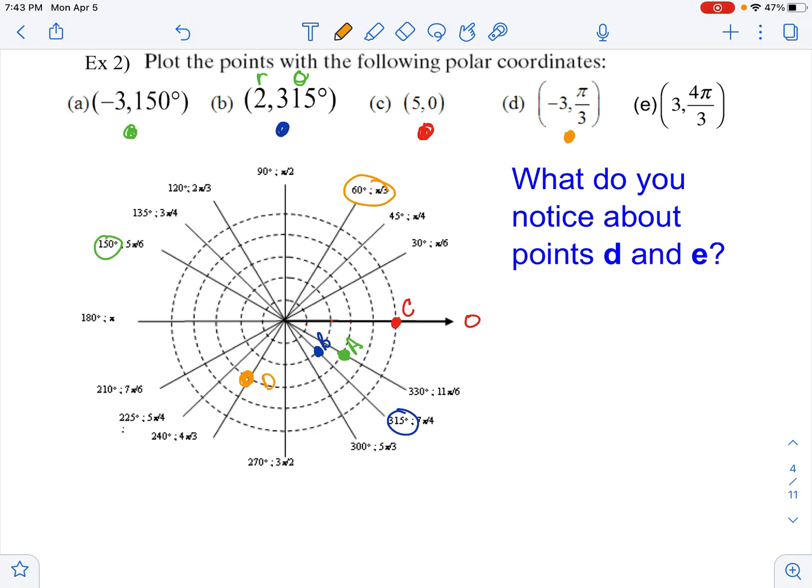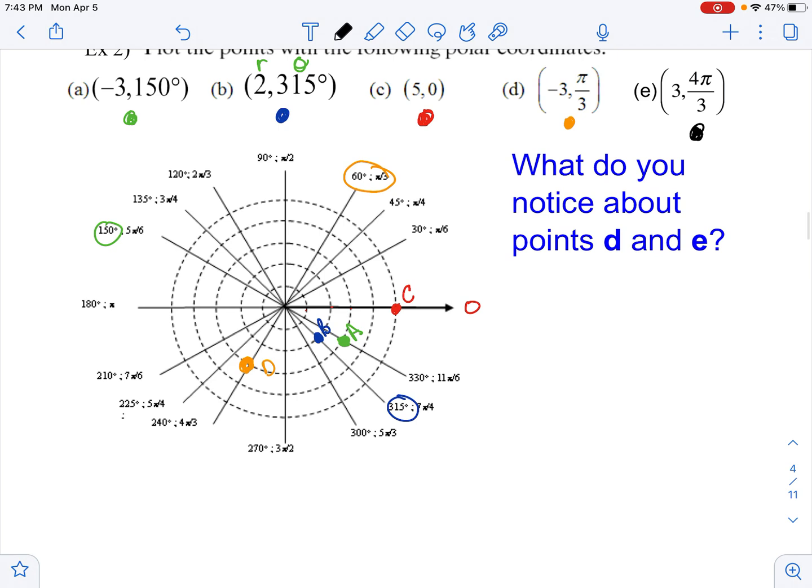All right, and then the last point I'm going to go ahead and do in black, and it says go to 4 pi over 3. 4 pi over 3 is down here, and then it says go out 3 units. And I go out 1, 2, 3, and what do you notice? You notice that point D and point E are the exact same point. So one of the things we're going to talk about today is how can I name the same point different ways? And in this case, these two guys right here, letter D and letter E, represent the exact same point.